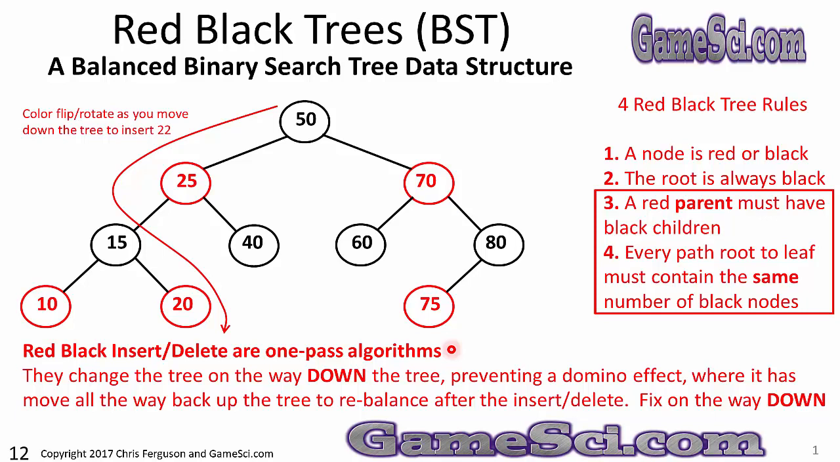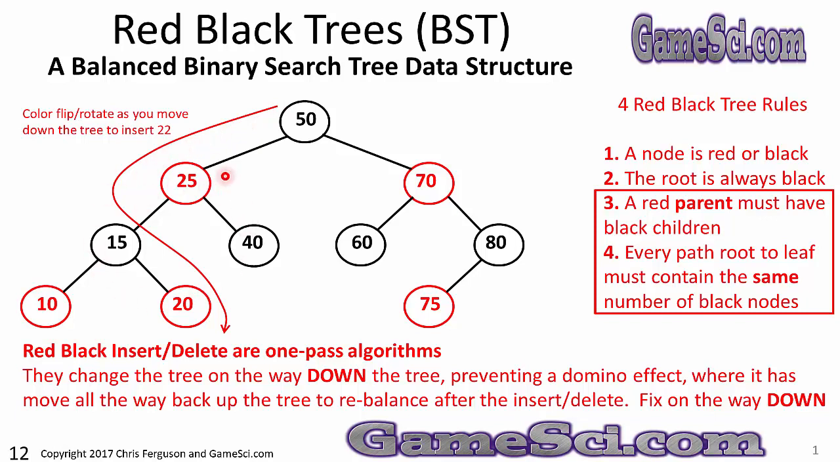Red-black insert and delete are one-pass algorithms. As we're working our way down the tree, we will fix the tree so we can insert at the bottom and not domino back up the tree. What we're going to do is color flips and rotates as you move down the tree, inserting a new item like 22. You will be changing the colors of the nodes.